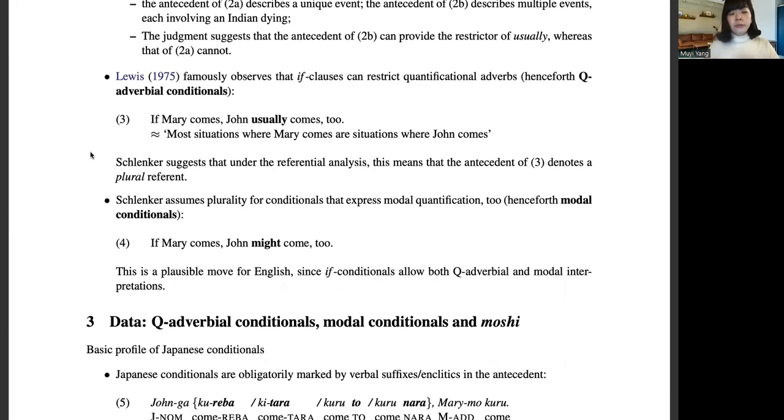Schlenker would say that 4 is similar to 3 in that the antecedent has to refer to plural worlds where Mary comes. This is a plausible move for English because, of course, English if conditionals allow both Q adverbial and modal interpretations, as we have seen in number 3 and number 4. But what will become important in the following is that it's not the case that in all languages, any conditional antecedents can occur in both Q adverbial and in modal conditionals.